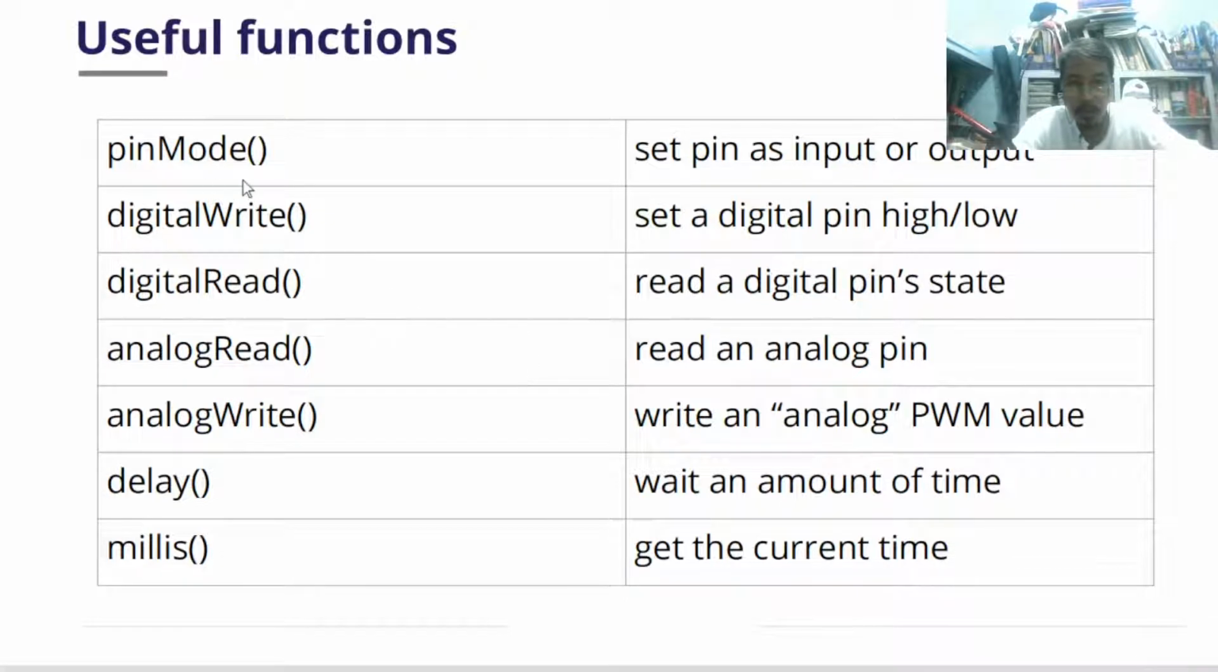So, for example, these are the very common control functions. pinMode. So you can define a particular pin as either input or output. So digitalWrite function, you can set the digital pin high or low. Okay, you can initialize a pin. Okay. digitalRead, you can read the digital pin state, what it is currently doing. Okay. And analogRead, you can read the analog pin. And you can write an analog PWM value. Okay.